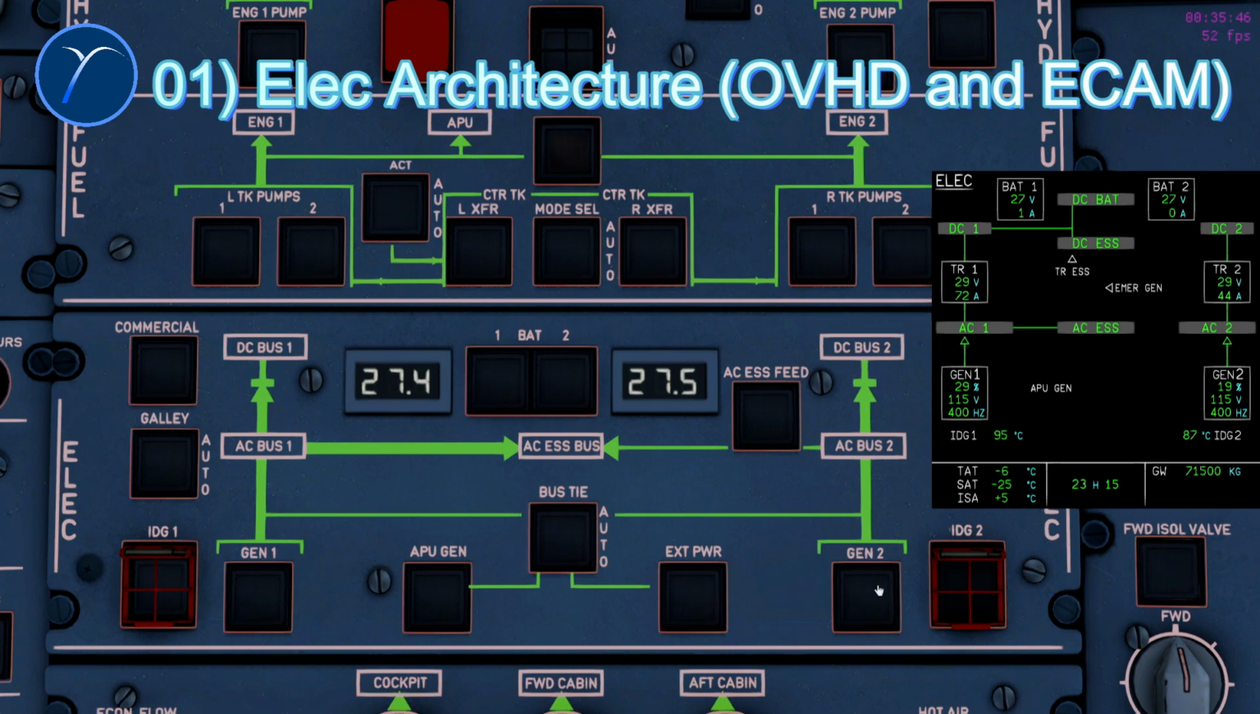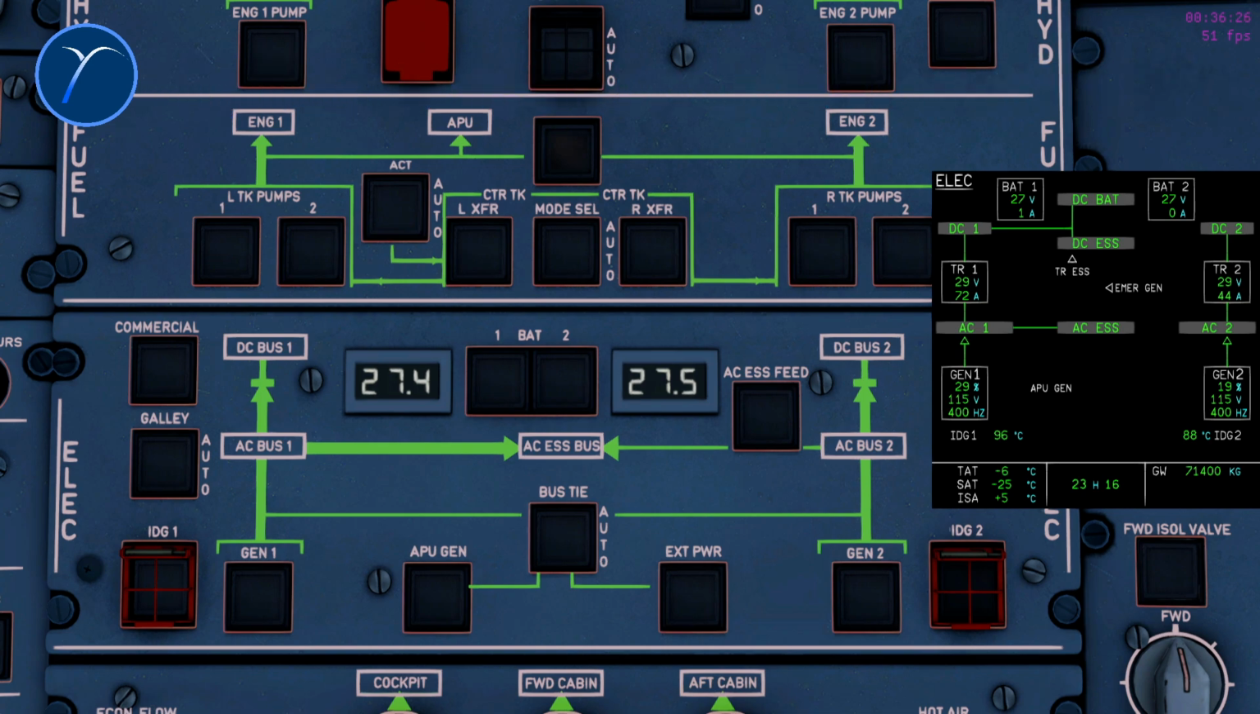for Gen 2, Gen 2 is a bit more straightforward. The AC bus 2 is powered by it, which in turn also powers the DC bus by way of the transformer rectifier unit. Again, you do have some buttons here, like this AC essential feed and the bus tie, and we're not going to touch that much. This is just the basic layout, just to let you know that the ELEC overhead panel gives you the basic architecture of the normal electric configuration. We'll get to it in just a bit.